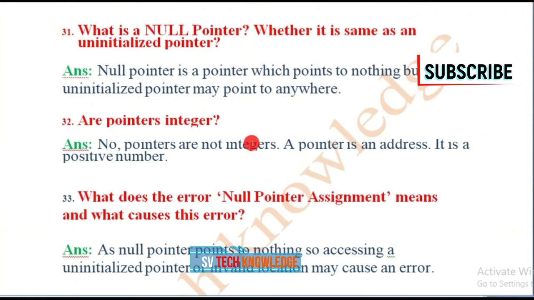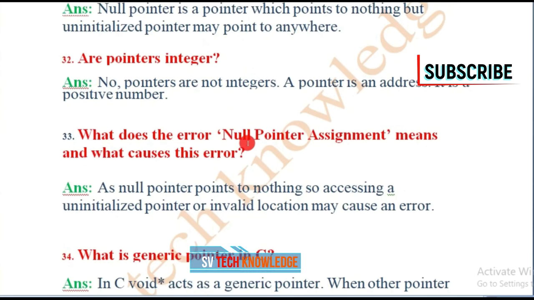Next question. What is a null pointer? Is it the same as an uninitialized pointer? A null pointer is a pointer which points to nothing, but an uninitialized pointer may point anywhere. Are pointers integers? No, pointers are not integers. A pointer is an address. It is a positive number.